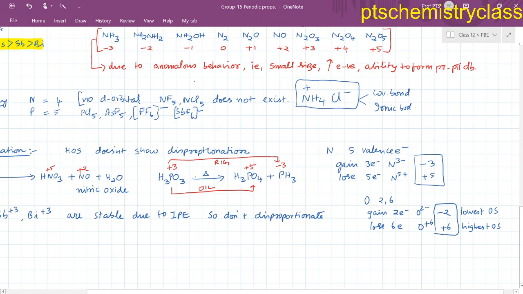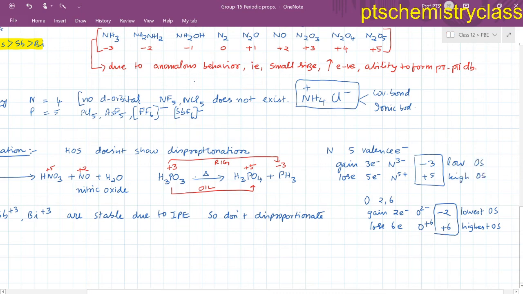So that is why when we studied yesterday about LOS and HOS, we should not use the term lowest. We should say lower oxidation state and higher oxidation state. It's not lowest or highest. Similarly, this is lowest and this is highest. So you should remember this. Why should we remember this?